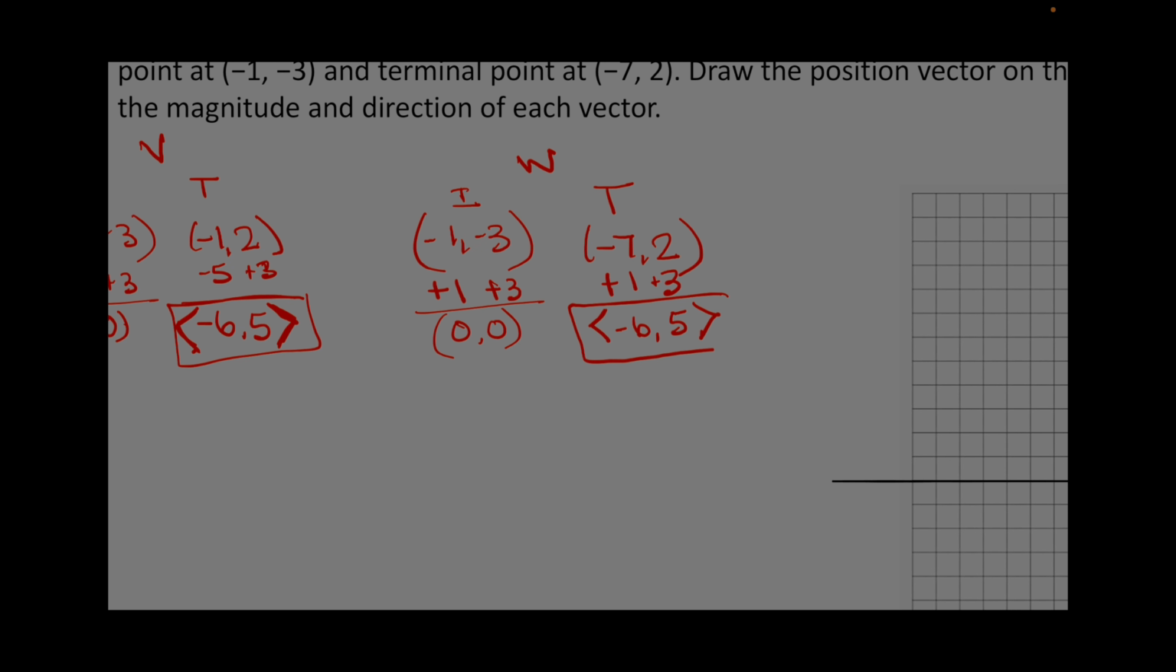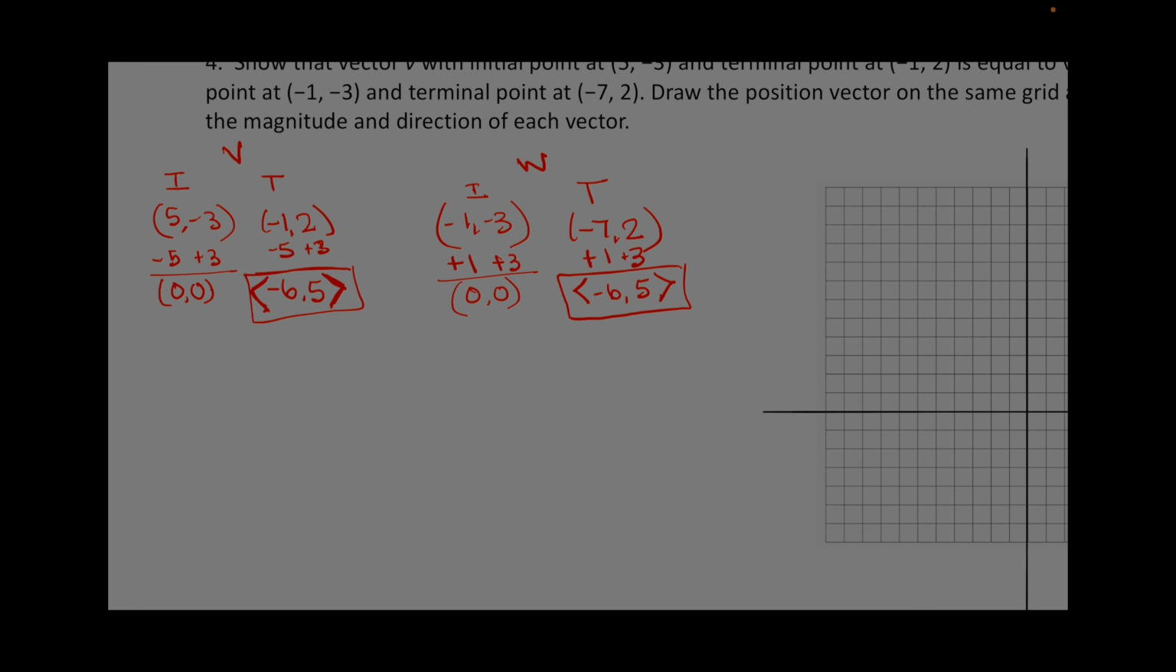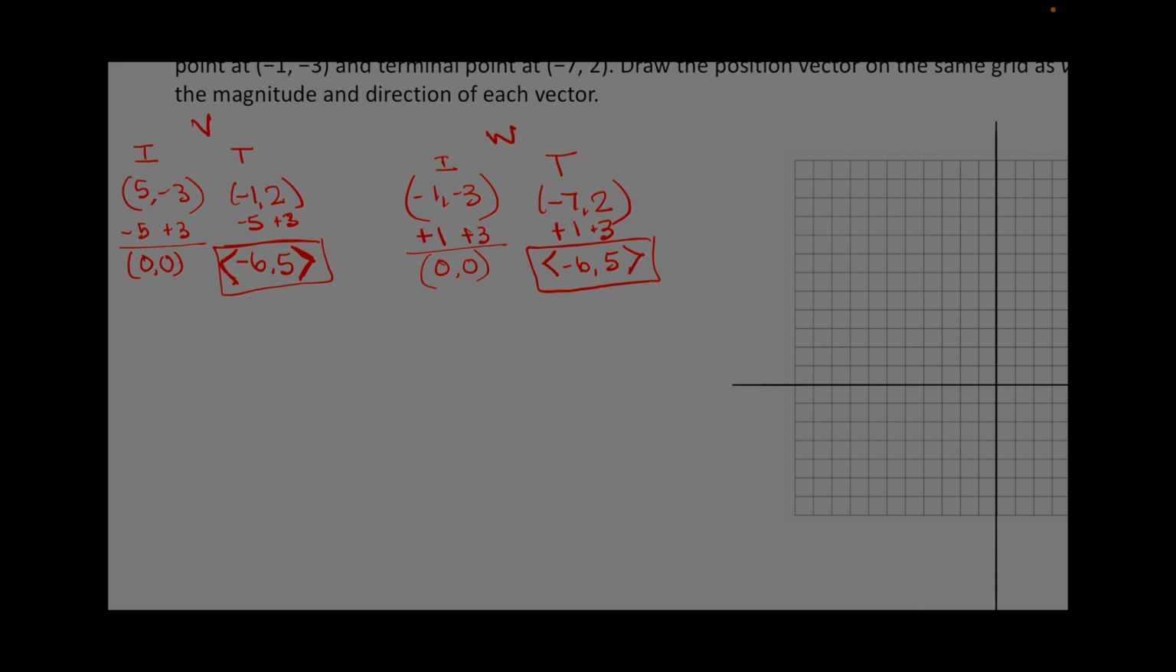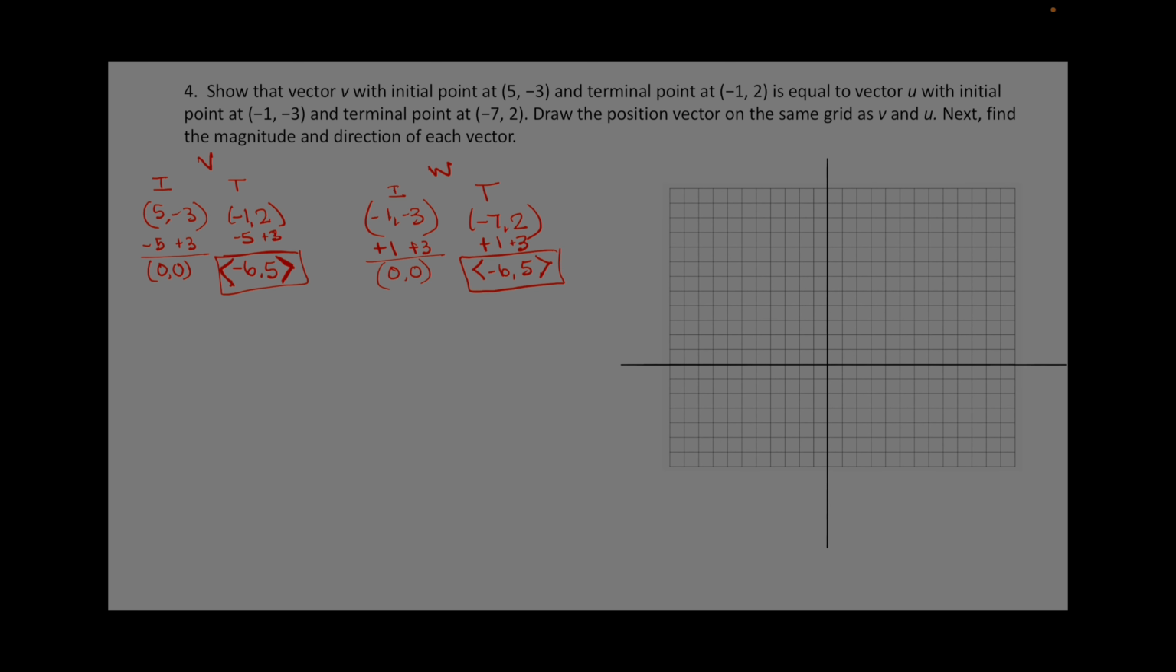If they have the same position vector, that means that vector v and vector w are the same length and point in the same direction. Remember, vectors are line segments with a direction. So I'm going to come over here and show you vector v and vector w, and then I'm going to show you the position vector that we just proved that they're both equal to.